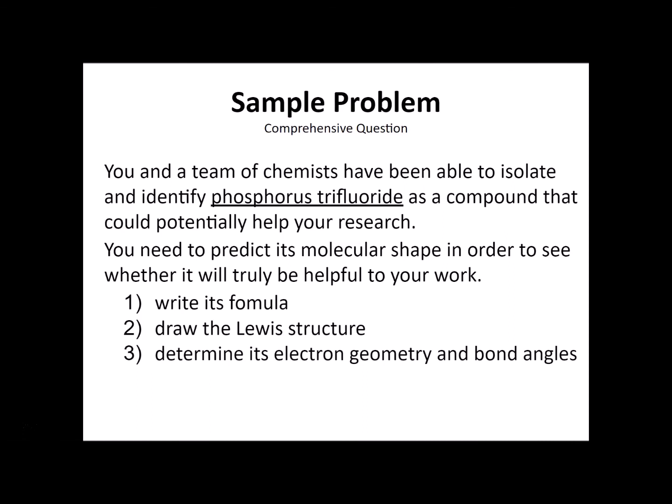3, determine electron geometry. There's going to be a central atom there. Count the number of electron groups around the central atom, and based on that, name the electron geometry and the bond angles found. And then 4, determine molecular shape based on the number of lone pairs of electrons that are found. Go ahead and pause the video now and try this problem before we go on to the answer key.